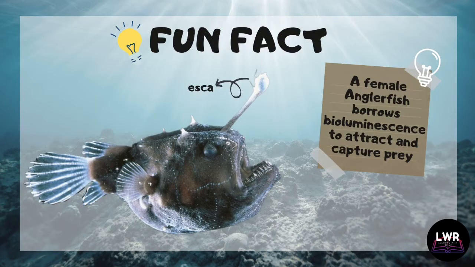Did you know that a female anglerfish borrows bioluminescence to attract and capture prey? That's right! The light that they produce belongs to the photobacterium, or the tiny glowing bacteria that take up residence in the anglerfish's esca. In exchange for the help that the bacteria give, they gain protection and nutrients as the female anglerfish swims in the most inhospitable habitat in the ocean.